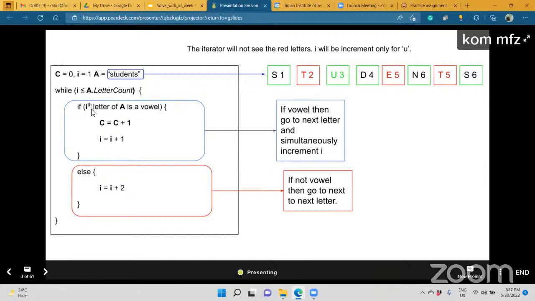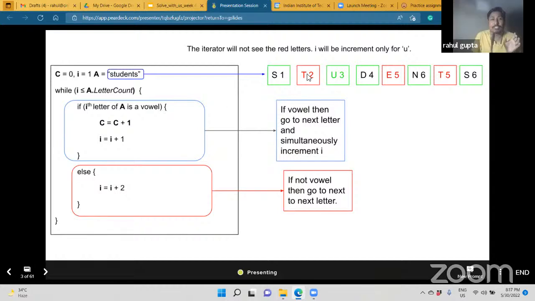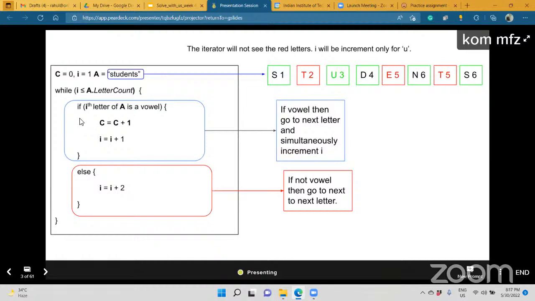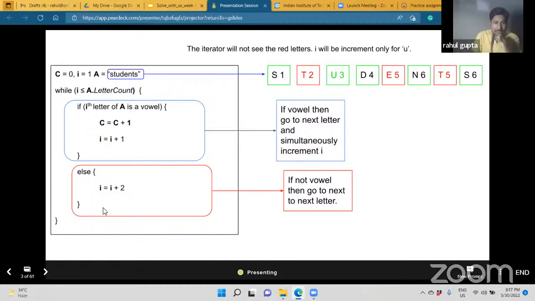In the else part, we see if the ith letter of A is a vowel. Is S a vowel or not? No, sir. So I'll go to the else part, right? Here, what is happening? I equal to I plus 2, which means 1 plus 2 equal to 3.